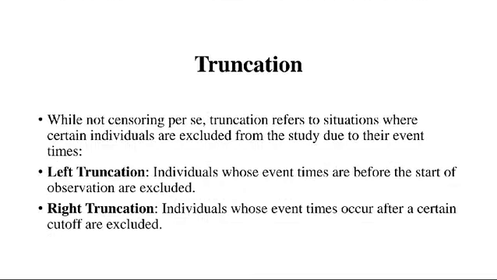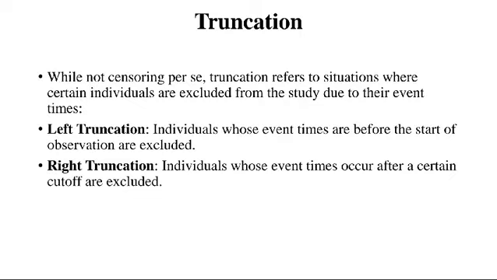In the same line, truncation also comes up. Truncation means we are cutting out, that is, we are removing certain values from the entire data set. So here there are left and right truncation. In left truncation, we consider individuals whose event times are before the start of the observation. If anything has happened before the observation, we may not monitor it, so the left side data will get truncated off, and we go for survival analysis only on the remaining part of the data.